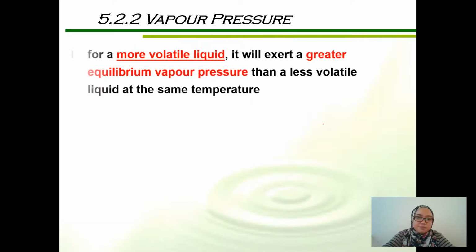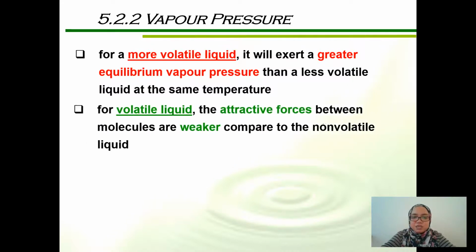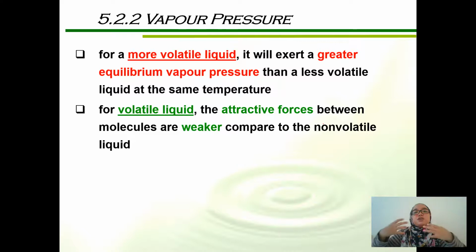Alright. So, for a more volatile liquid yang senang, what we call it, meluap, it will exert a greater equilibrium vapor pressure than a less volatile liquid at the same temperature. Kenapa? Sebab for a volatile liquid, the attractive forces between the molecules are weaker compared to the non-volatile liquid.